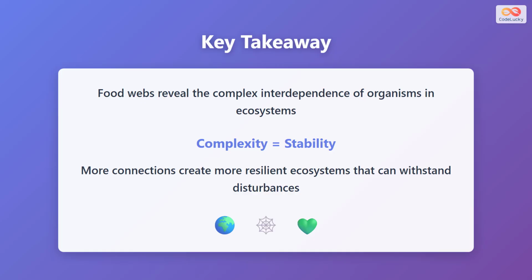The key takeaway from this lesson is that food webs reveal the complex interdependence of organisms in ecosystems. Remember this important principle: complexity equals stability. The more connections and pathways present in a food web, the more resilient the ecosystem becomes. A diverse, interconnected food web can withstand disturbances better than a simple one. This is why biodiversity is so important for ecosystem health. Protecting species and their relationships ensures the long-term stability of our natural world.